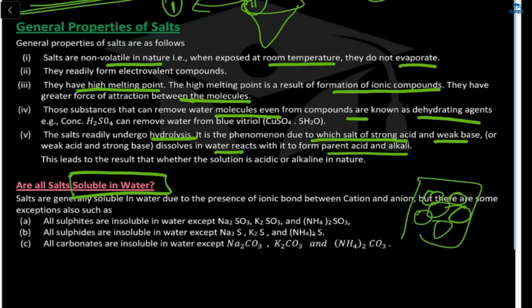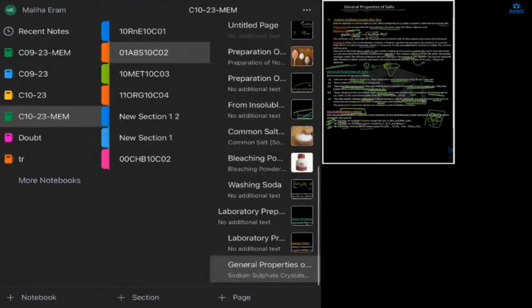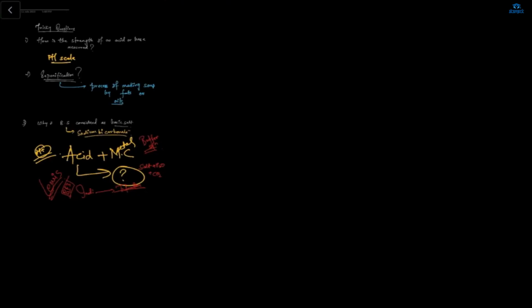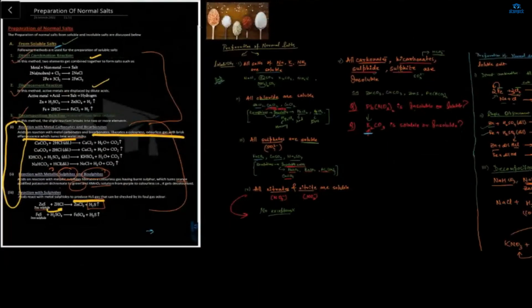Due to what? Due to the ionic compound which is present between the anion and a cation, because salt is Na plus and Cl minus. So here what will happen? All sulfides are insoluble in water. These are the exceptions. Sulfides are also insoluble. Carbonates are also insoluble in water. But soluble salts are all soluble in water.